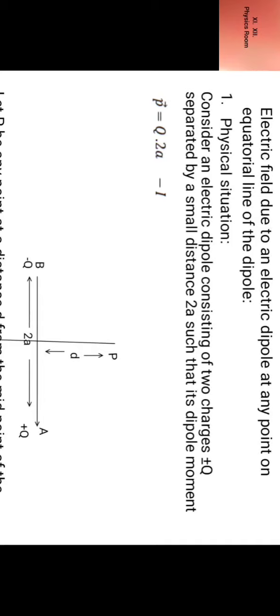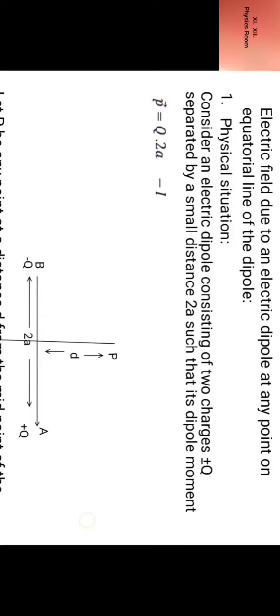Continuing with the topic of electric dipole, today we derive an expression for electric field intensity due to an electric dipole at any point on the equatorial line of the dipole. Let us develop the physical situation first.